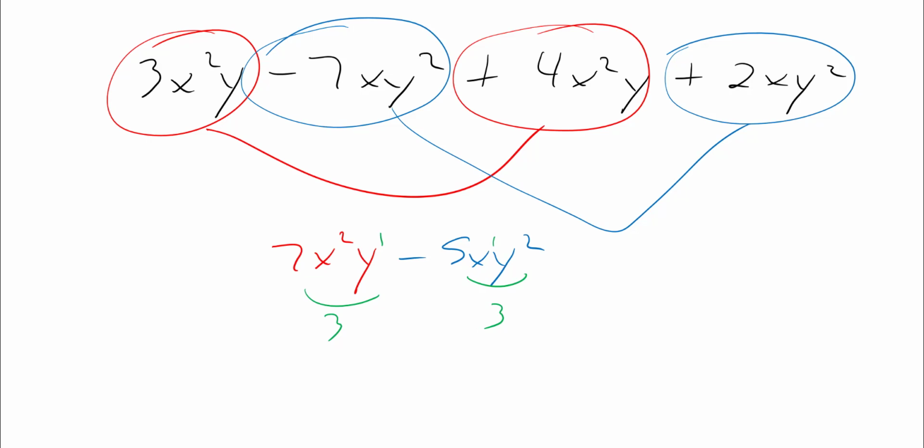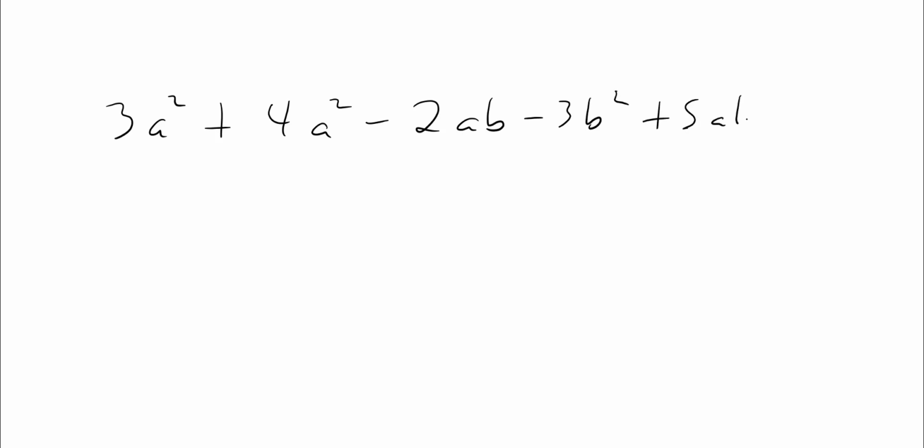All right, so let's do a couple more problems here. So one last one here. Okay, we'll make this kind of a big old nasty one. If I said 3a squared plus 4a, we'll say 4a squared, minus 2ab minus 3b squared plus 5ab plus 8b squared.